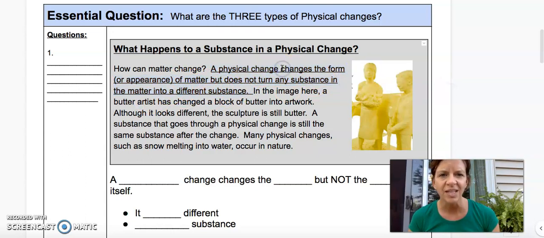So we're even going to then highlight the important words of changes the form, but does not turn it into a different substance.